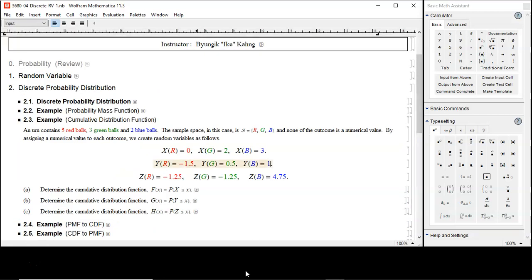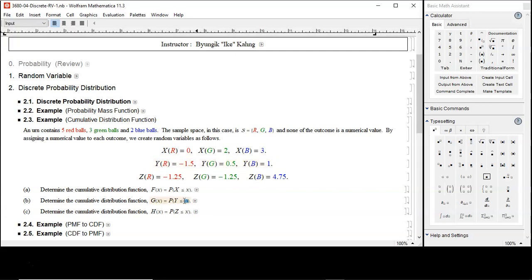Let's take this example. The random variable Y. And let's find out its cumulative distribution function, capital G of x, that is, the probability that this random variable Y, taking the real value less than or equal to x. Now, what are possible real values? Negative 1.5, 0.5, or 1.